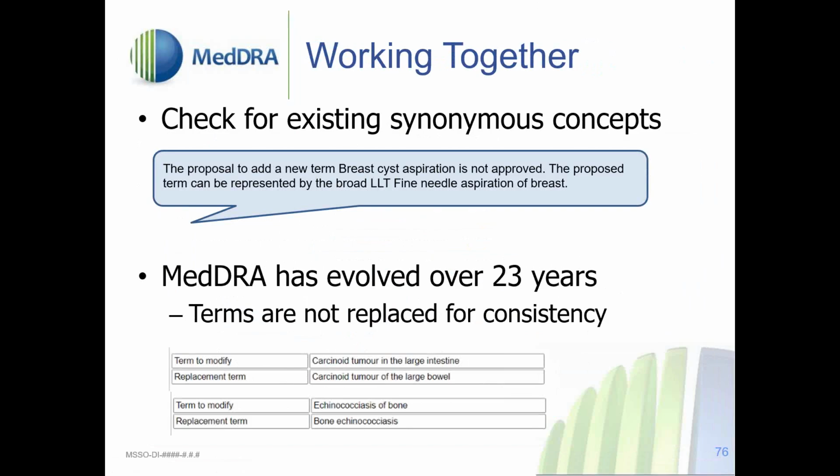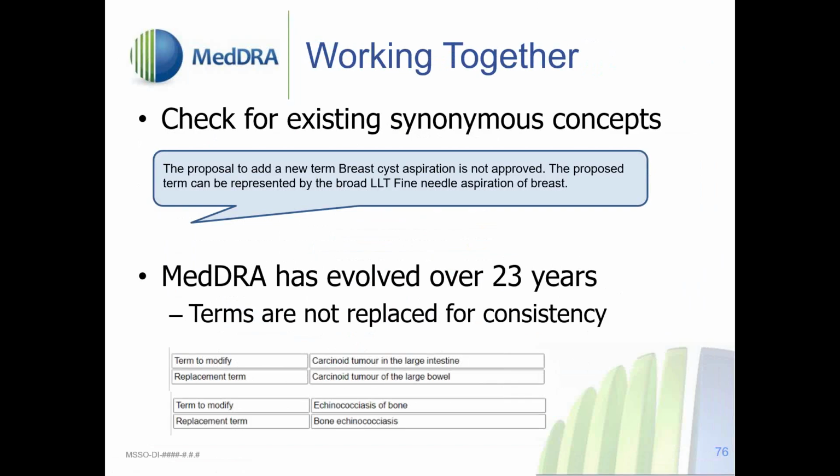A couple here that we did have requested this time, just as a couple of examples of the sort of things that can go wrong when people submit. Here, the existing concept was already in MedDRA as a synonym. The proposal was to add breast cyst aspiration, and it wasn't approved because there was already an LLT of fine needle aspiration of breast. So similar, slightly different wording, but it is clearly the same concept. So that's why that one wasn't approved.